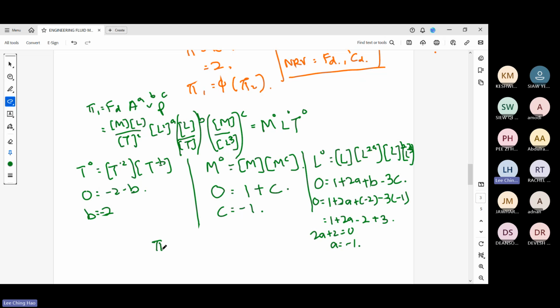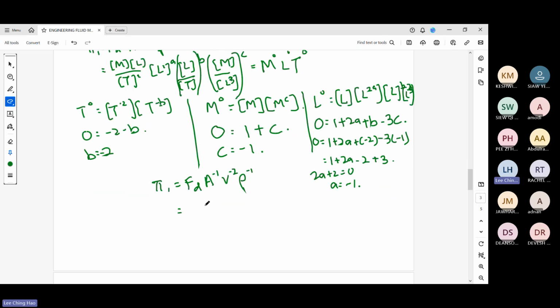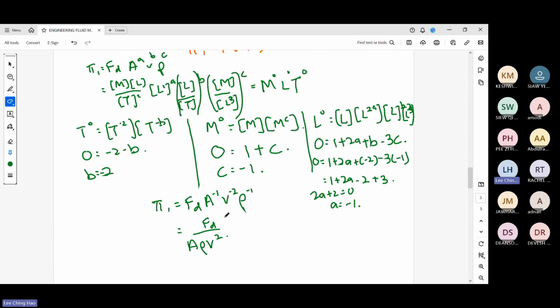So once you get A, B, C, you just rewrite F D. A is negative 1, V is negative 2, density is negative 1. Since all are negative, I rewrite F D equals to A density V squared. That's it. This is for your pi 1.